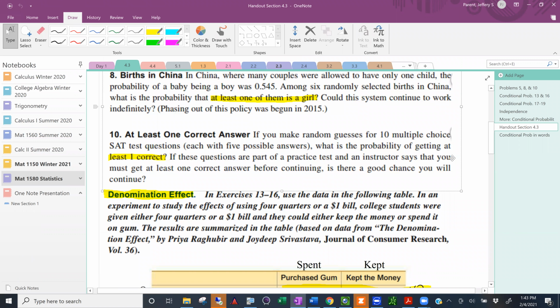So let's continue with problem number 10. You're guessing on the SAT. Now for the SAT, each question has 5 possible answers, and you're going to make 10 random guesses at the SAT. Maybe they say time's almost up, and you're convinced that your best strategy is to just guess the rest of the way. Okay. What's the probability of getting at least one correct out of those 10 guesses?